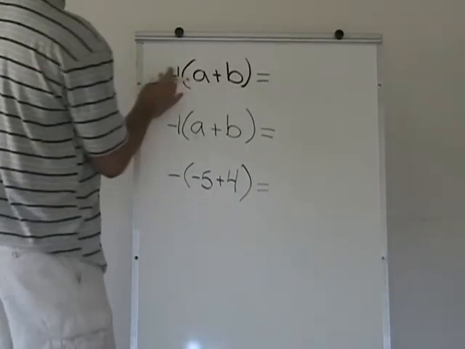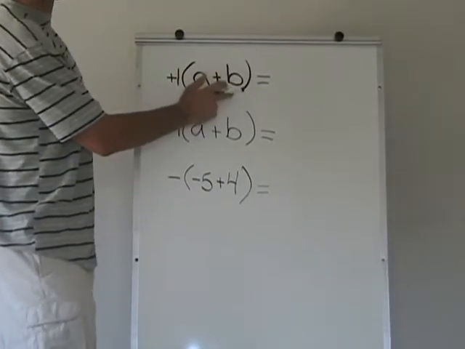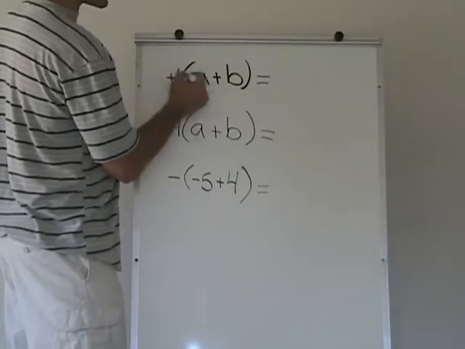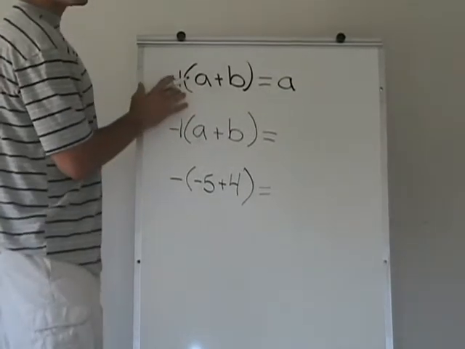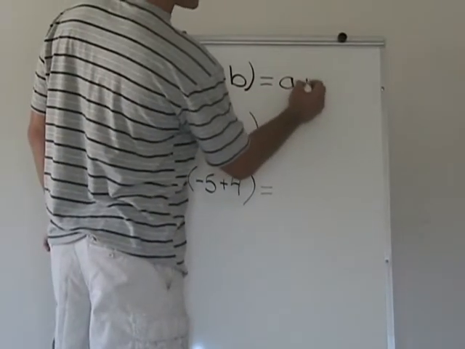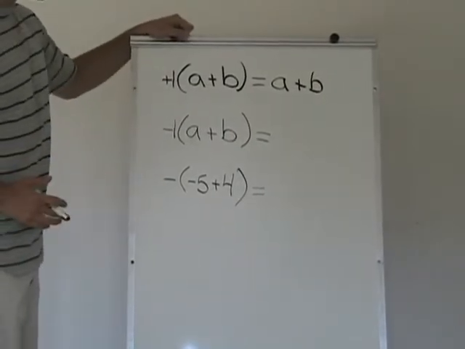So if it's just plus (a plus b) inside the parentheses, where a and b are numbers, you're going to be taking 1 times a, which is a, plus 1 times b, which is b. And that gives you what you'd have without parentheses.